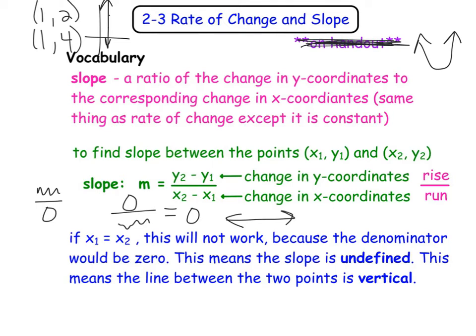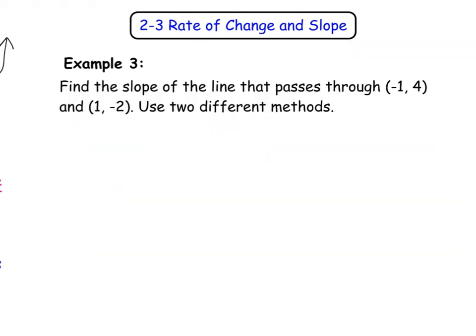So again, slope is rate of change that is constant, and this is the formula that you have used before to find that slope. So now we're going to do some examples with it. Example 3: find the slope of the line that passes through (-1, 4) and (1, -2). Use two different methods. I want you to use both methods here, and then you can choose which one you like or use them interchangeably. It doesn't matter to me, but I just want you to have an example of both.